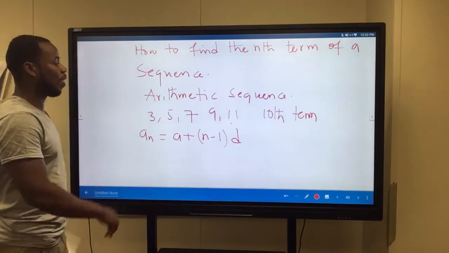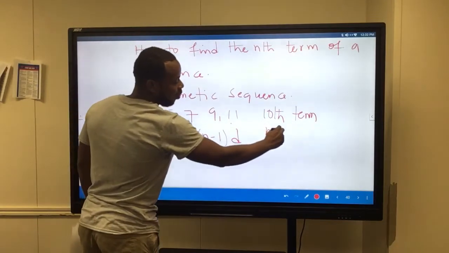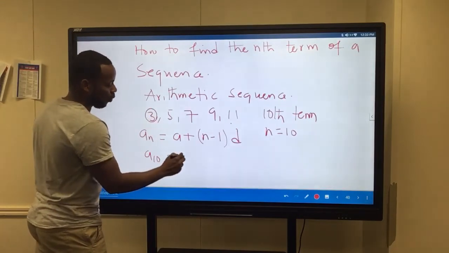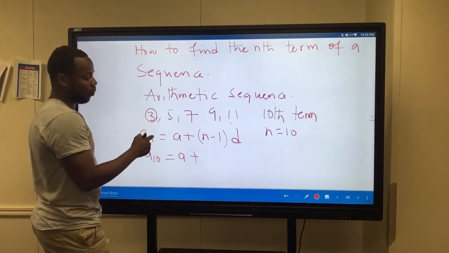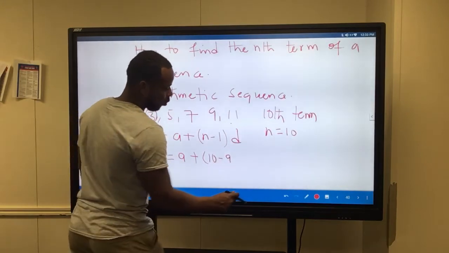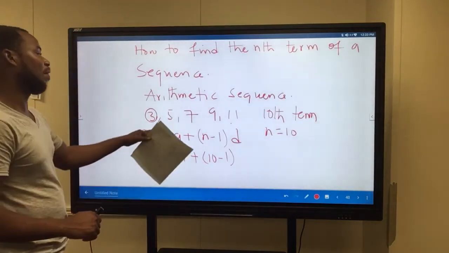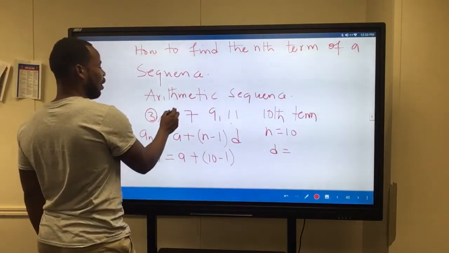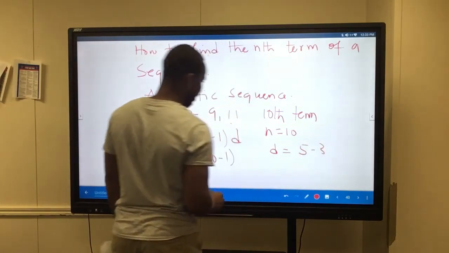That's the formula. So if I want to find the 10th term, I'll write a_10, because n is equal to 10. When they ask you for the 10th term, that means n is equal to 10, which is equal to the first term, a, plus 10 minus 1, times d. Now, how do we find the common difference? Remember we said d is equal to what? Take this one and subtract from this one. So that will be 5 minus 3, and that is 2.